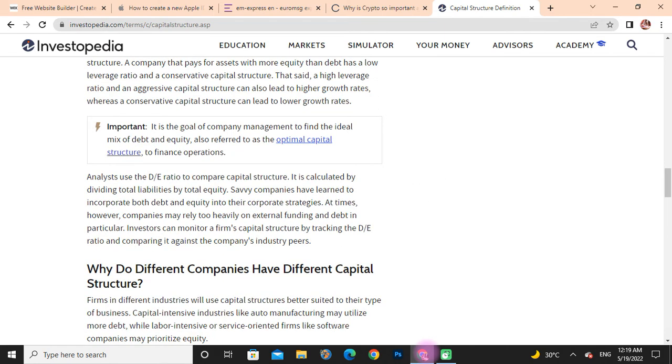Analysts use the D/E ratio to compare capital structures. It is calculated by dividing total debt by total equity. Companies have learned to incorporate both debt and equity into their corporate strategies. At times, however, companies may be reluctant to have external funding, and debt in particular. Investors can monitor a firm's capital structure by tracking the D/E ratio and comparing it against the company's industry peers.